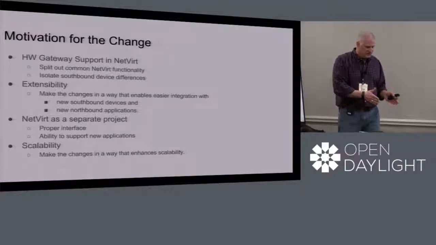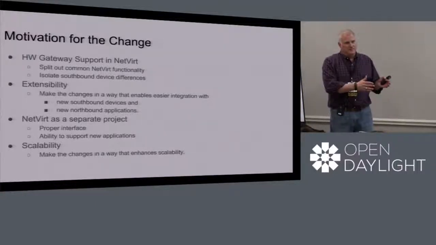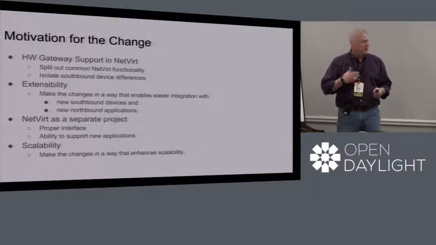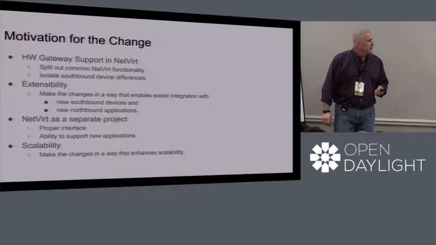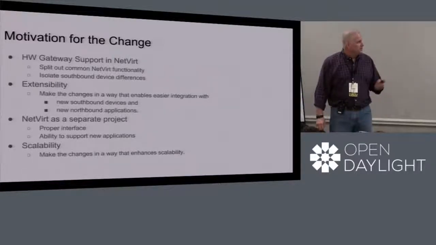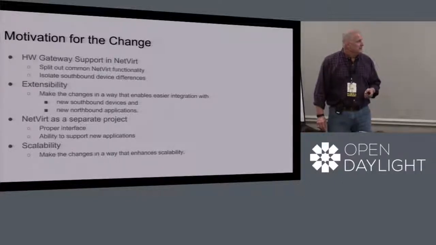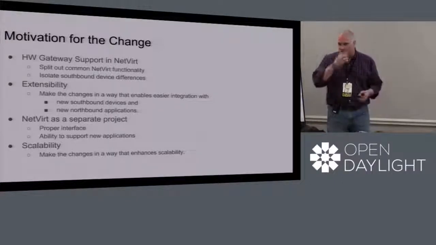When we've been looking at this one southbound device, how do we add a new device? When we started looking at it, it would require reusing a lot of the same functionality that already existed, but there really wasn't a good way to do that, to break it up. So what we wanted to do to support the hardware gateway was to break out some of the common functionality into reusable pieces, and then just isolate the device-specific parts.